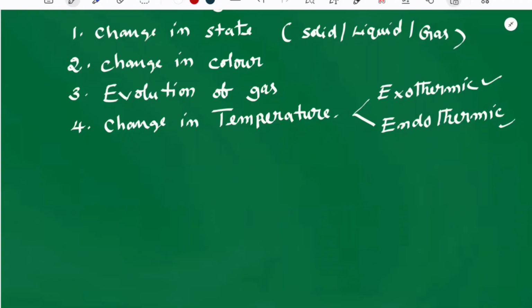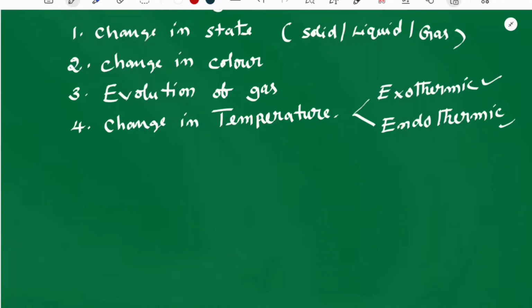So then we can conclude. When any chemical reaction takes place, we can observe these four changes. What are the four changes? Change in physical state, change in color, evolution of gas, or change in temperature. If you can observe any one of these, you can conclude that it is a chemical reaction. No doubt at all.